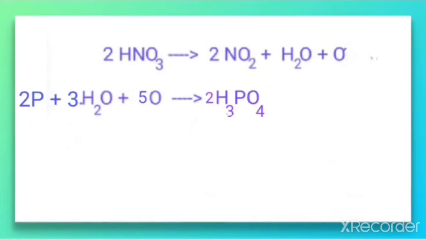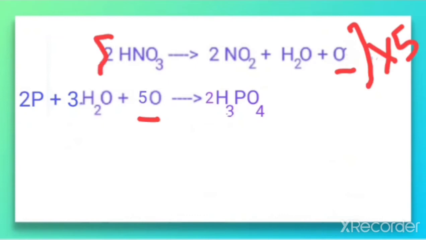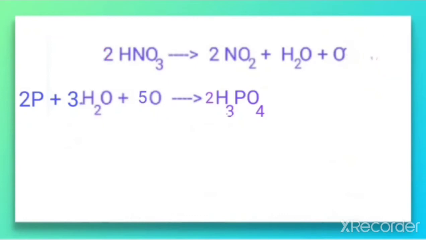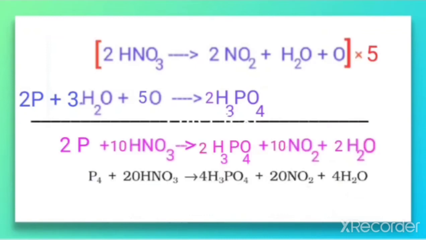So this is the balanced equation. Now here the oxygen should get cancelled. Because here there is 5 O and here there is a single O, we need to multiply the overall equation with 5. So when you multiply with 5 and make the sum of it, you will get this equation.